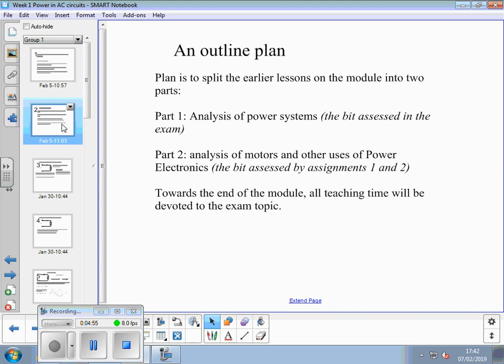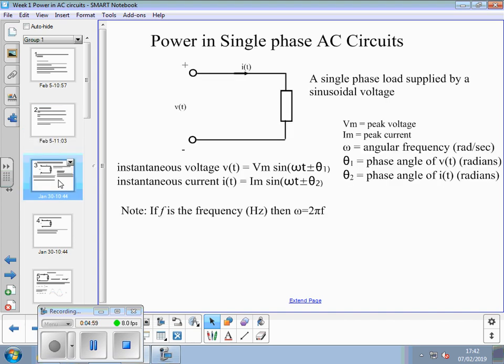So, enough about the module as a whole, I want to talk about power in single phase AC circuits. So we've got a diagram there. It's got a single phase load supplied by a sinusoidal voltage. Okay, now I want to get some terms clear.